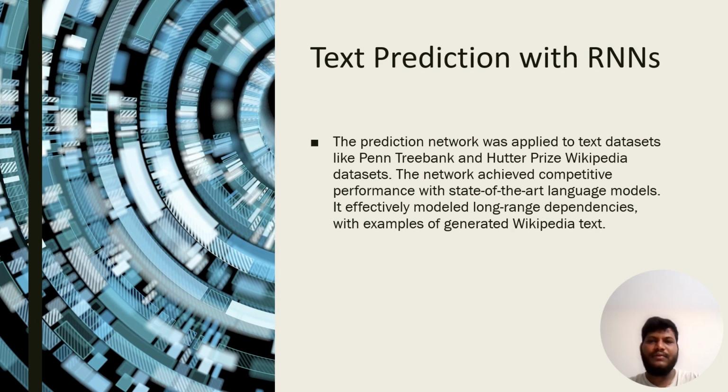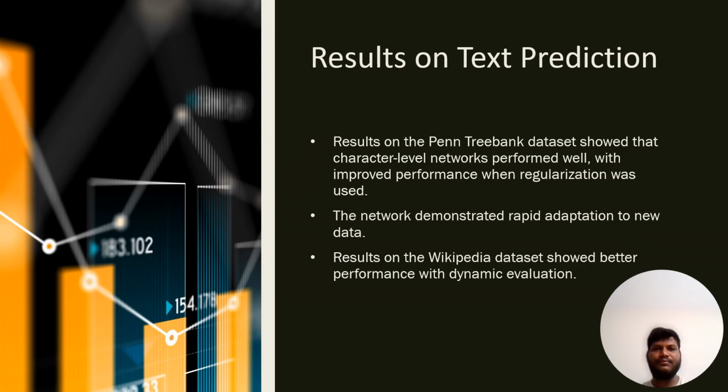Prediction with RNNs. The prediction network was applied to text datasets like Penn Treebank and Hutter Prize Wikipedia datasets. The network achieved competitive performance with state-of-the-art language models. It effectively modeled long-range dependencies, with examples of generated Wikipedia text. And here are the results for the text prediction, given for the test set.